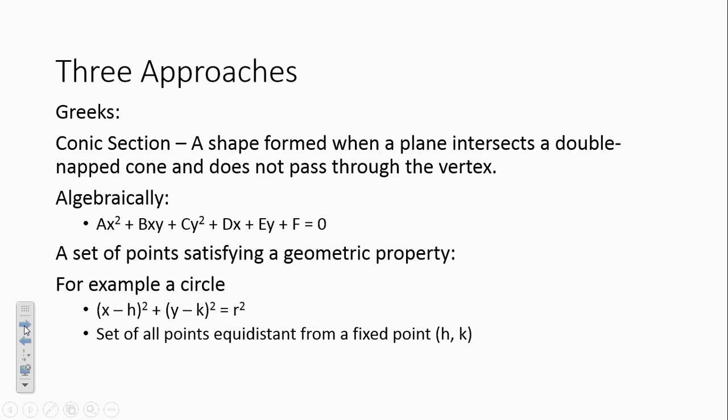For example, if you have a circle, we have an equation that says x minus h quantity squared plus y minus k quantity squared is equal to r squared. That's the set of all points that are equidistant from a fixed point h, k, and that distance is r. That's the approach that we're going to take. We're not going to be taking double napped cones and sliding planes through them, and we're not going to use this algebraic approach. We're going to talk about them as being a locus of points.